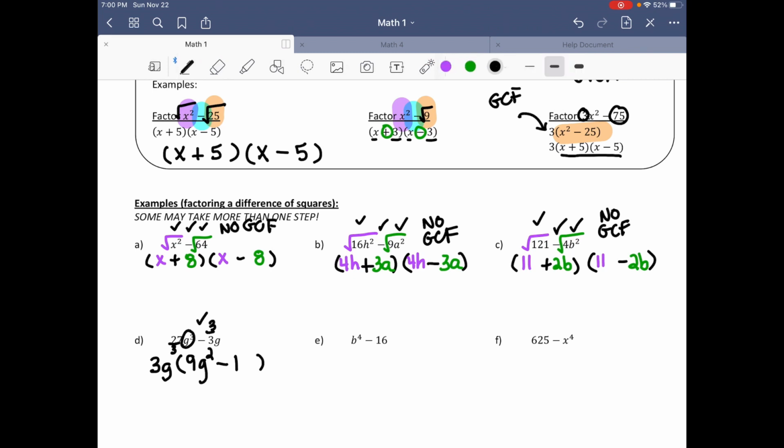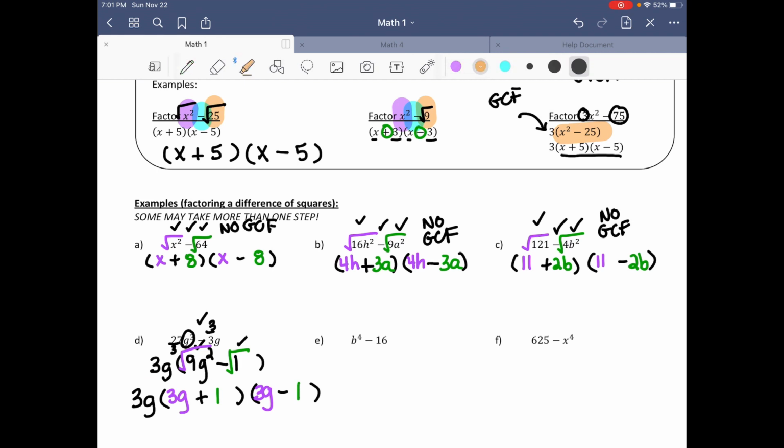Now, 1 is a perfect square, and 9g squared is a perfect square. So we can actually factor this further. So I'm going to write two parentheses, but don't forget to include your GCF in the original problem. So I'm going to take the square root of 9g squared, which is going to be 3g, and then the square root of 1 is still going to be 1.